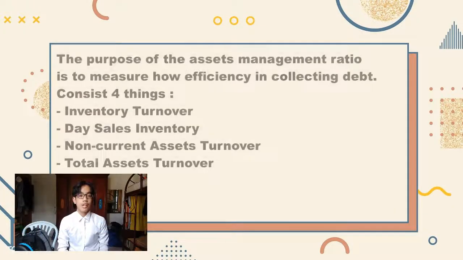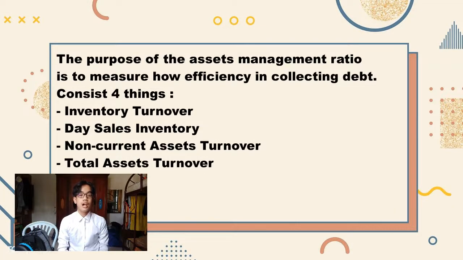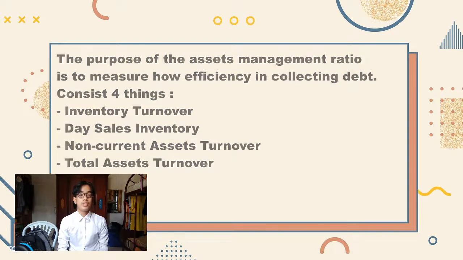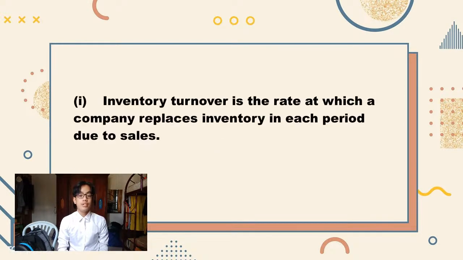The purpose of the asset management ratio is to measure how efficient a company is in collecting debt. Asset management ratio consists of 4 things, which are inventory turnover, days sales inventory, non-current asset turnover, and also total asset turnover. So firstly is inventory turnover.